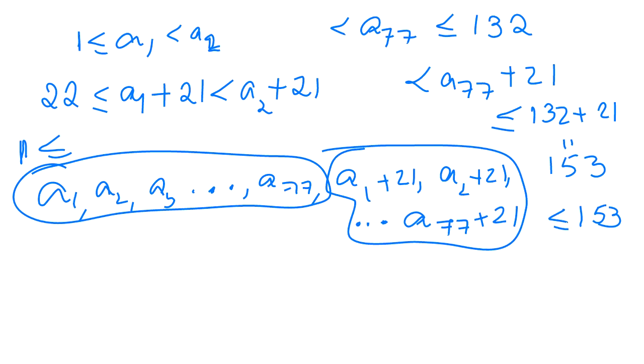So how many of these numbers are there? From A1 to A77 and A1 plus 21 to A77 plus 21, so there are a total of 154 numbers. 77 plus 77. I am saying these are 154 numbers, and all these numbers have to be between 1 and 153.